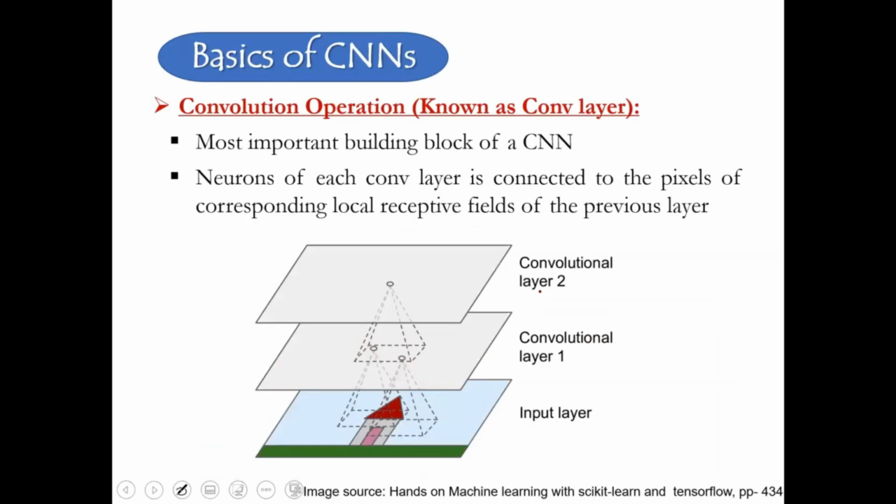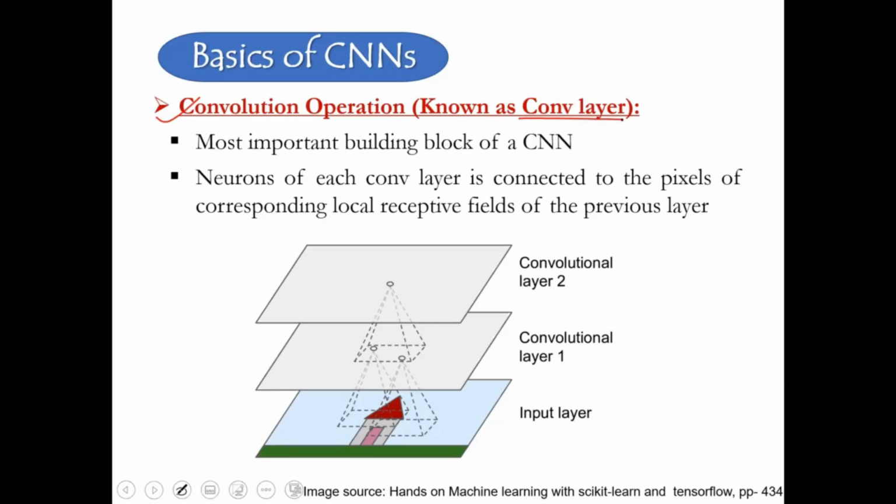Now let us talk about the convolution operation. It is the most important, most basic building block of the CNN. As we already said previously, in case of ANN or MLPs, all the nodes of one layer are connected to the nodes of the next layer. But this is not the case for a convolution layer. Whenever we apply a convolution operation in any layer, it becomes a convolution layer or conv layer.